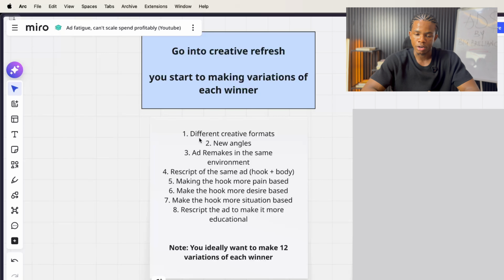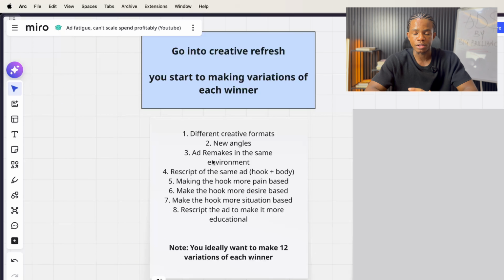And then you want to also make new angles of your ads as well, which is going to be, let's say, 2 or 3 of those ads could be different styles of the same ad, just written, scripted differently, right? So you also want to remake the ad in the same environment. Some of them you want to just remake them, just redo the editing. That is also going to count as creative refresh as well.